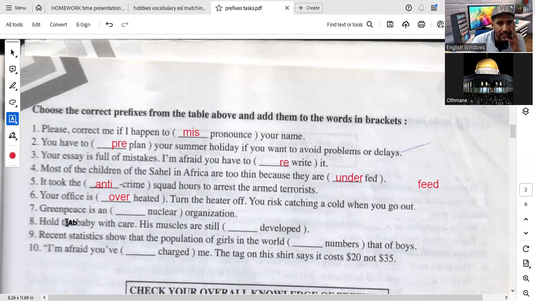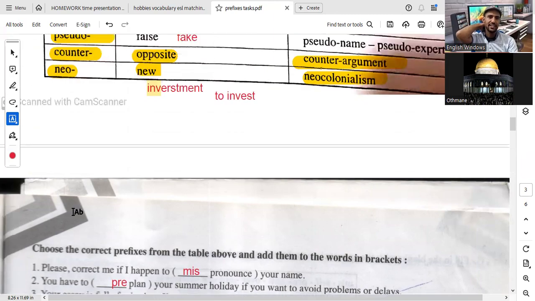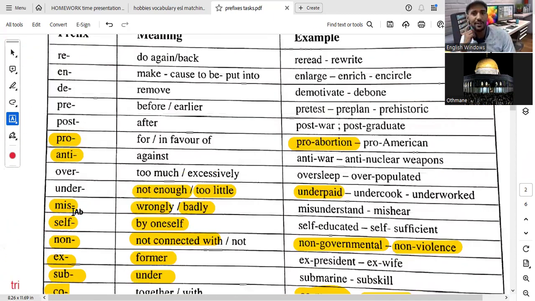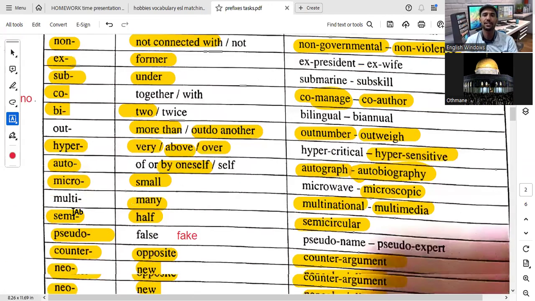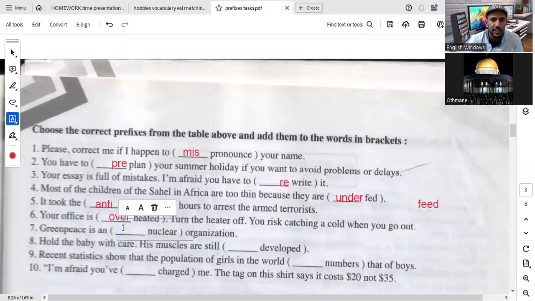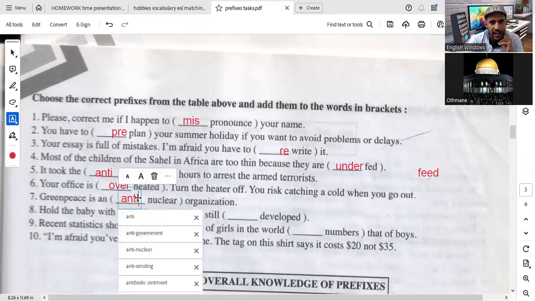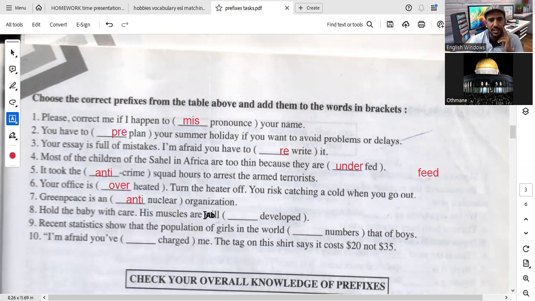Well, number 7, Greenpeace is an nuclear organization. Greenpeace السلام الأخضر هذه منظمة, right, دولية يعني ضد النووي. Pro. Does pro mean with? ضد هي anti, very good. It's gonna be anti, against, great. Anti-nuclear, guys. Yes, anti-nuclear organization. It means an organization against the use of nuclear weapons and so on.